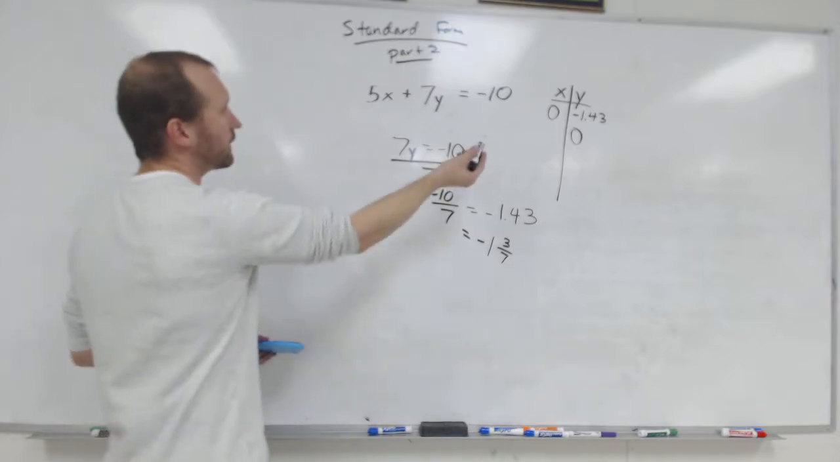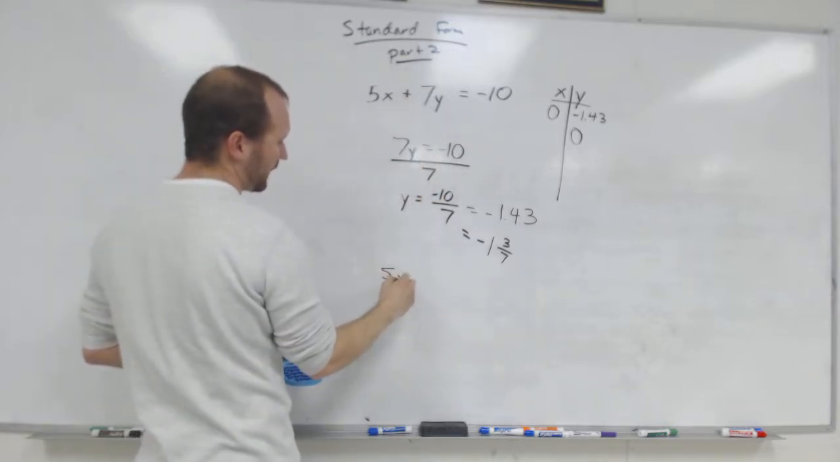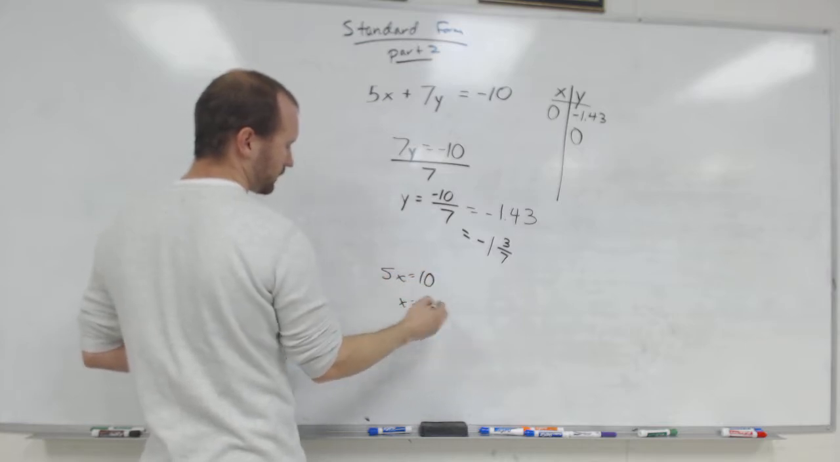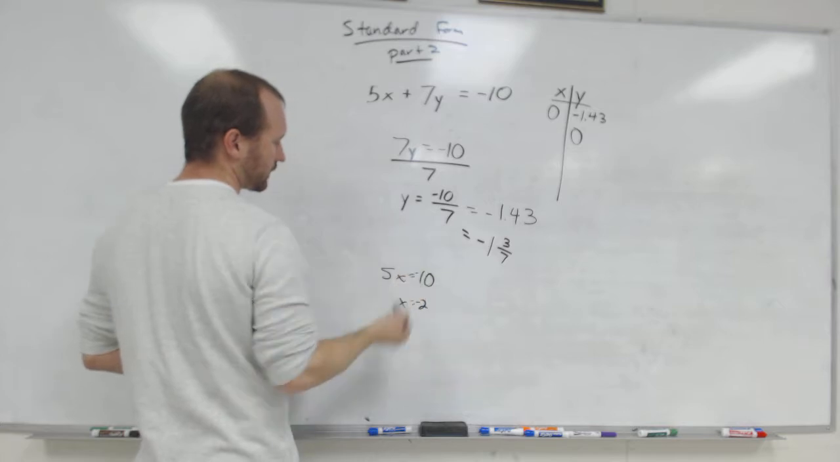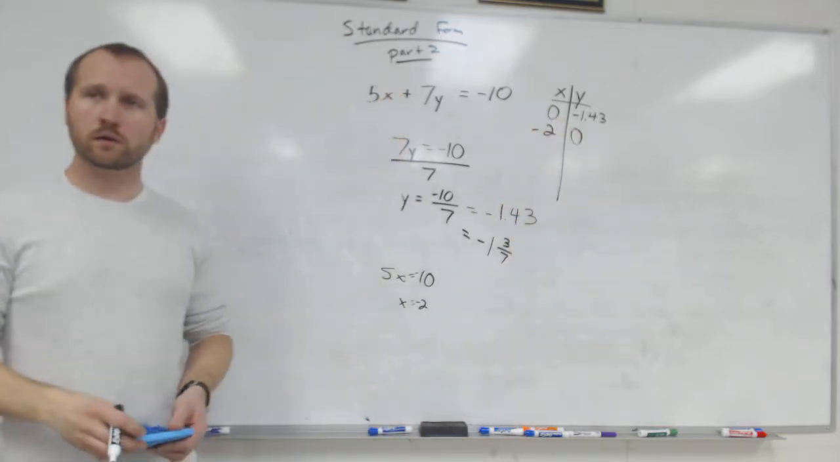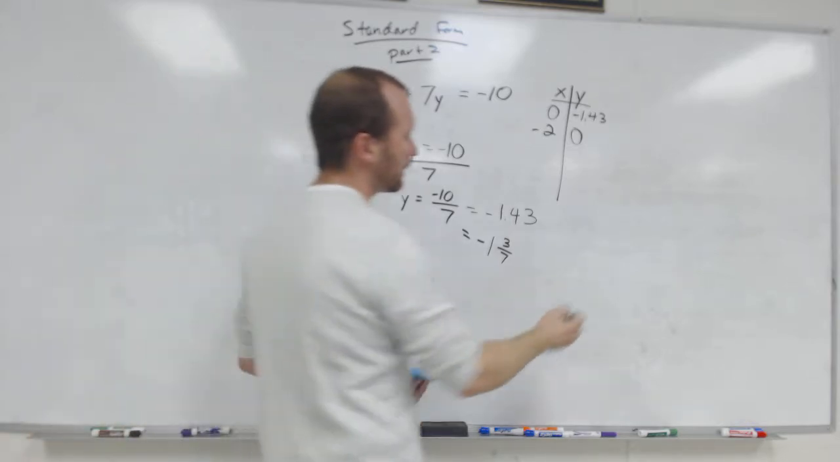Okay, and then we have to find the x-intercept. So if y is 0, we have 5x equals negative 10. So what would x be? Negative 2. Okay, how do I graph that?